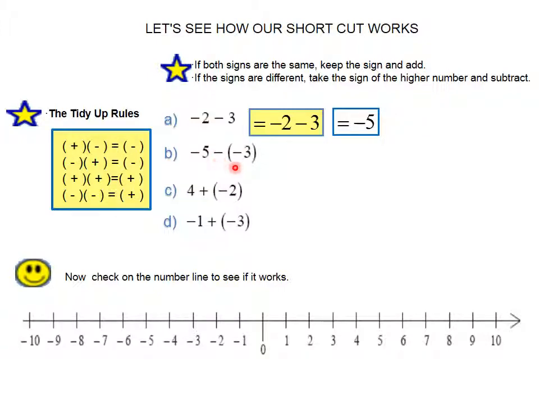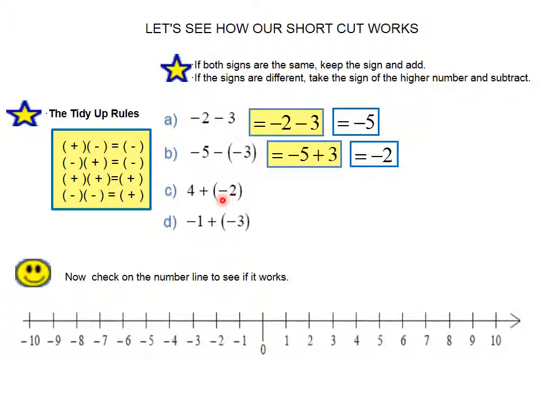Our next one, we do have to apply the tidy up rules. Negative and negative should be a positive. So we'll rewrite this first as -5 and +3. Both the signs are different, so we'll keep the sign of the higher number. 5 is a higher number, so our answer should have a negative, and we'll take the difference of the two numbers. The difference of 5 and 3 is simply 2. -2 is our answer.